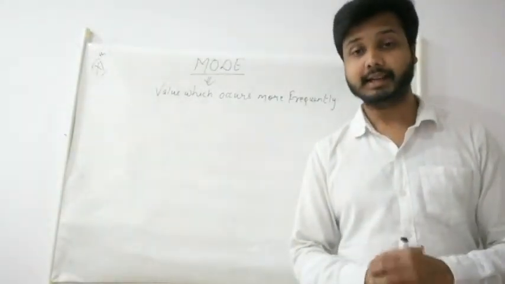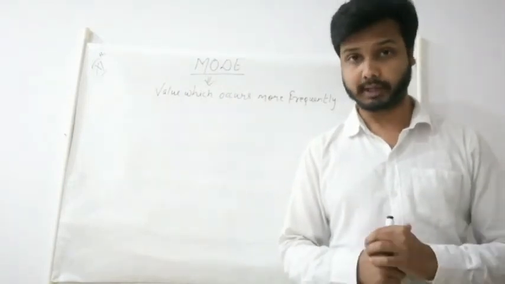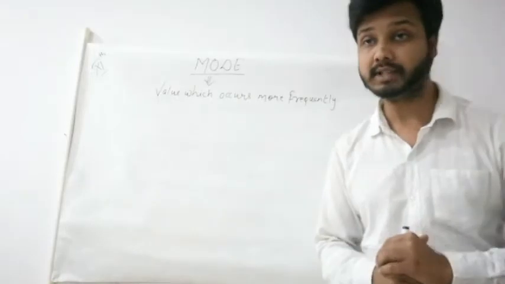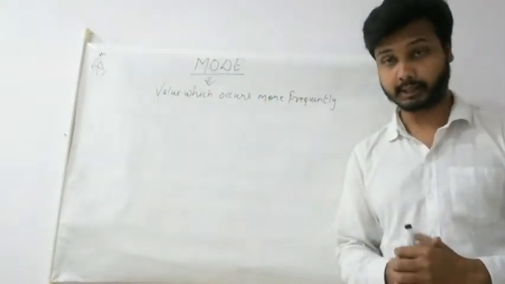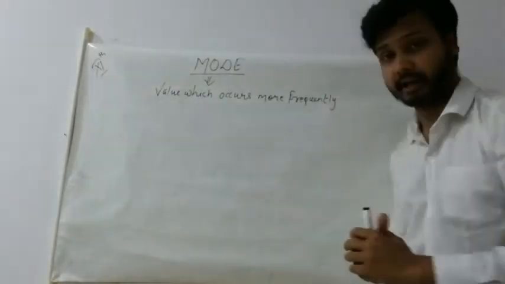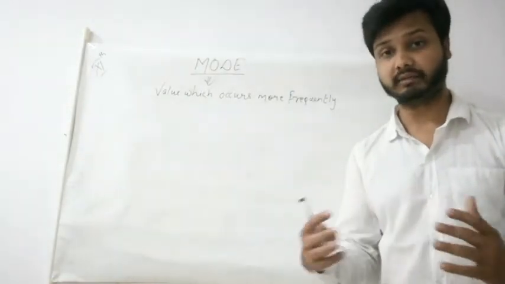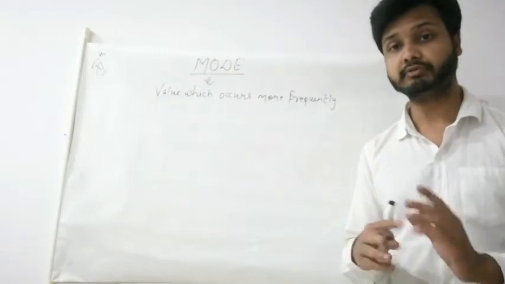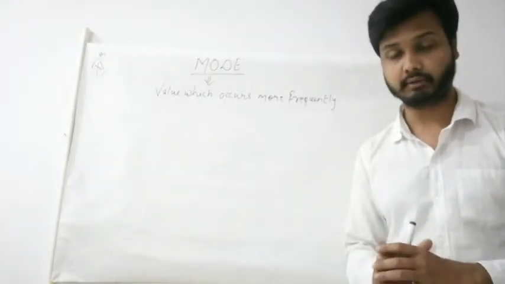Hello students, in the chapter Measures of Central Tendency, we completed two important topics, that was arithmetic mean and median. Now we will see what we mean by mode and how it is calculated. So students, the value which occurs more frequently, that is known as mode, okay? Or suppose if we are given a series, so in that particular series, the number which will occur for maximum number of times, that will be known as our mode.